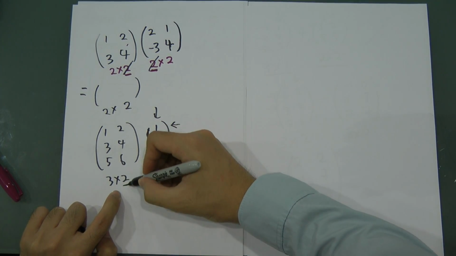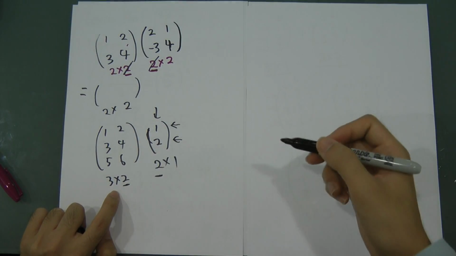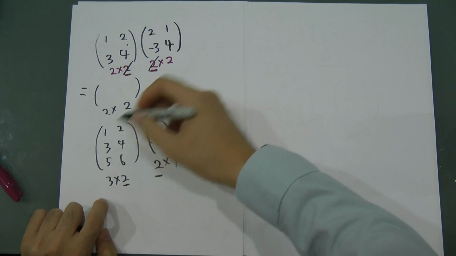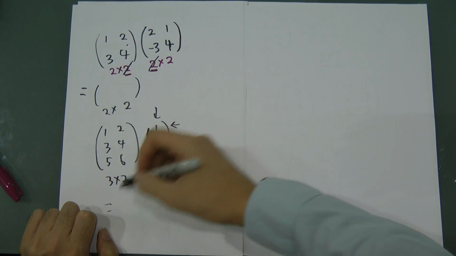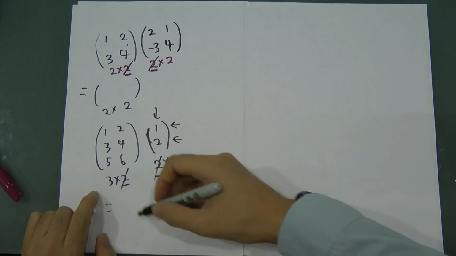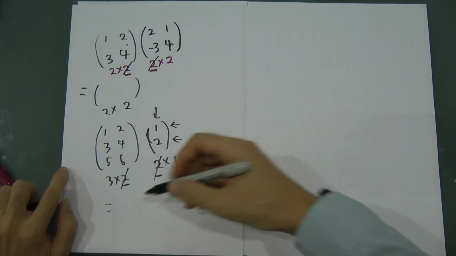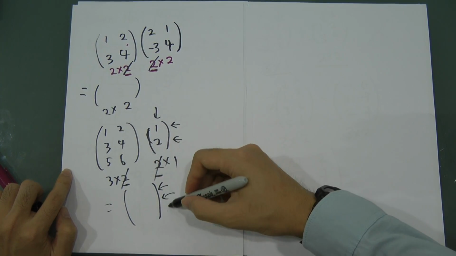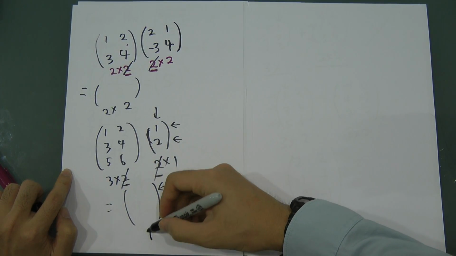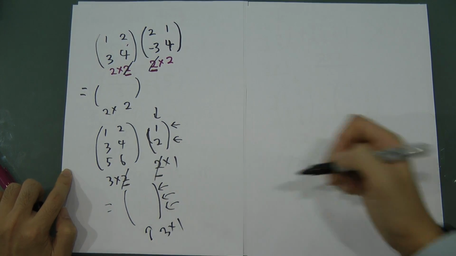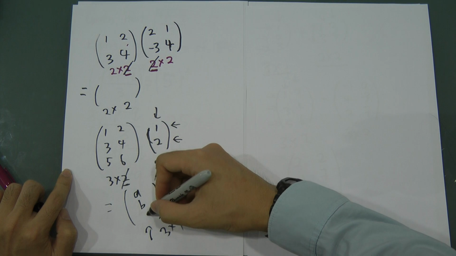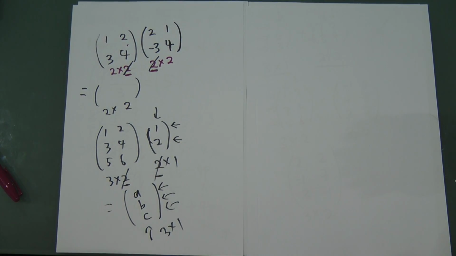Whenever the middle number is the same, then they can do the multiplication. But what is your answer after multiplying this? Then you have to cancel out the same one. Your answer will be 3 and 1. That means your answer will be 3 multiple 1, this is the order of your answer. That means you will get A, B, C after you solve it.